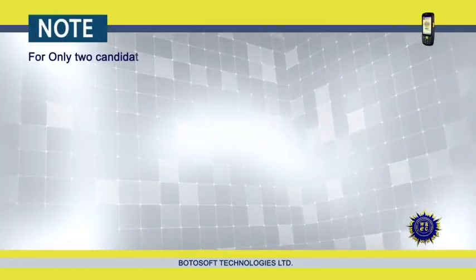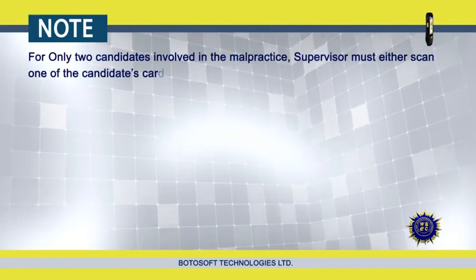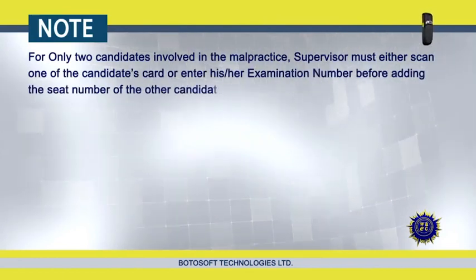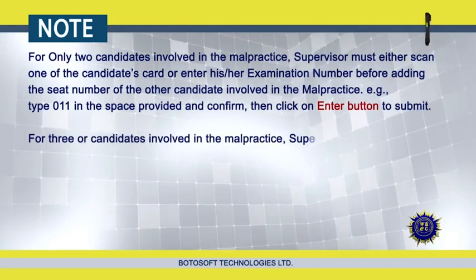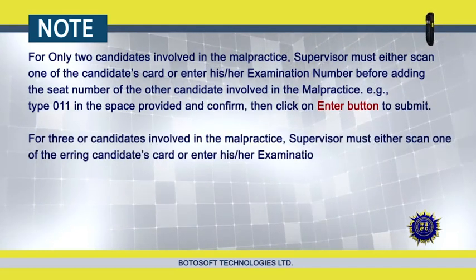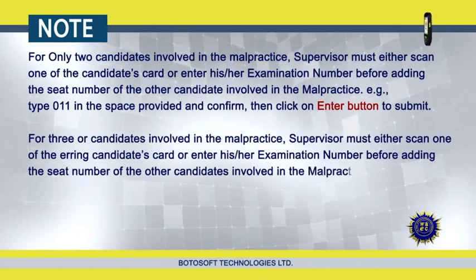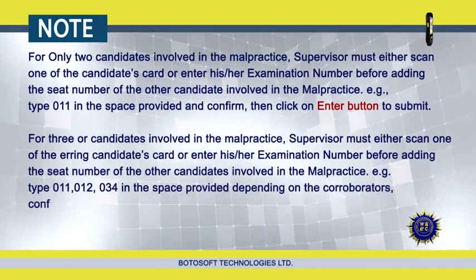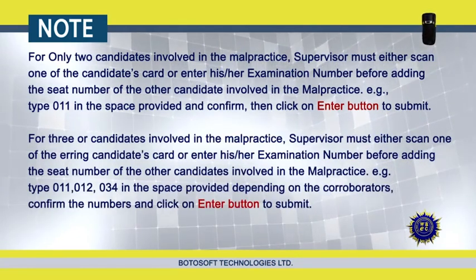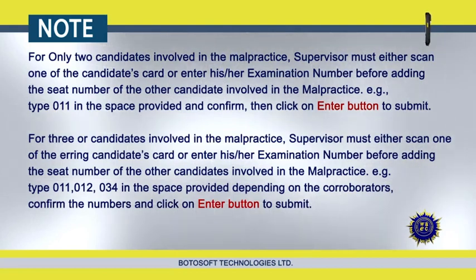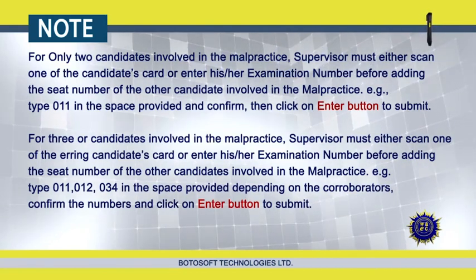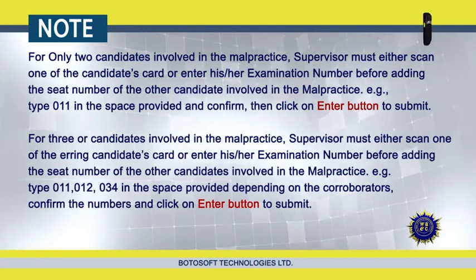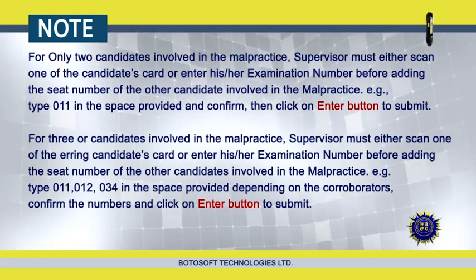Note: for only 2 candidates involved in the malpractice, supervisor must either scan one of the candidate's card or enter his or her examination number before adding the SIT number of the other candidate involved in the malpractice, e.g. type 011 in the space provided and confirm. Then click on Enter button to submit.